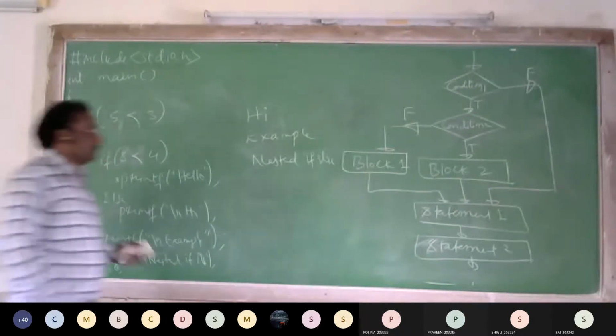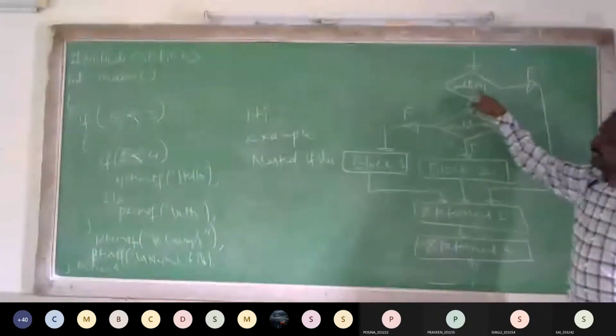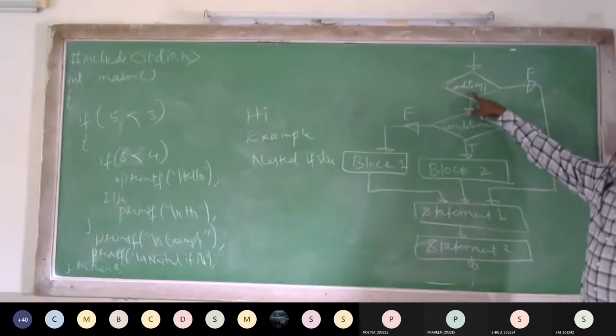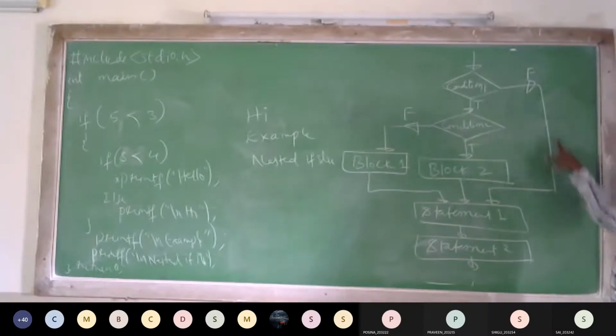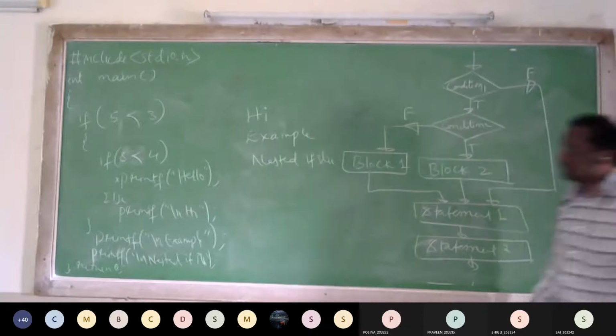Now what is condition 1? Condition 1 is 5 is less than 3. Is it true or false? False. 5 is less than 3, false. False means the control will directly come to statement 1, statement 2, etc. All the remaining statements are executed.